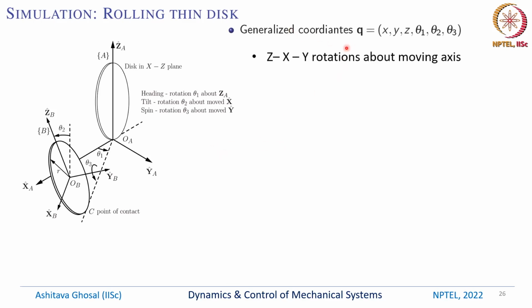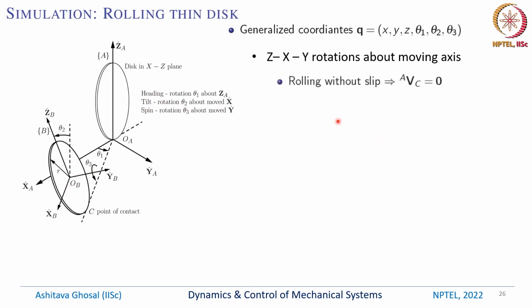Quickly, the generalized coordinates for this rolling disk are x, y, z, which is the center of the disk. There is a rotation matrix between this disk and the reference coordinate system, which is z, x, y. Z because the first rotation is theta 1 about the z axis. The second rotation is theta 2, which is the tilting of the disk about the x axis. And the third rotation is about the y axis, which is the spinning of the disk. So theta 1 is called heading, theta 2 is called tilt, theta 3 is called spin.